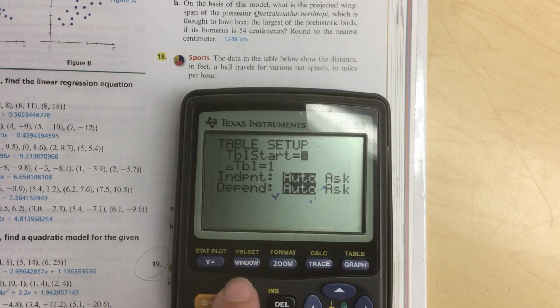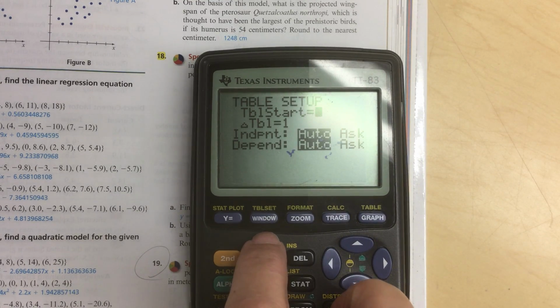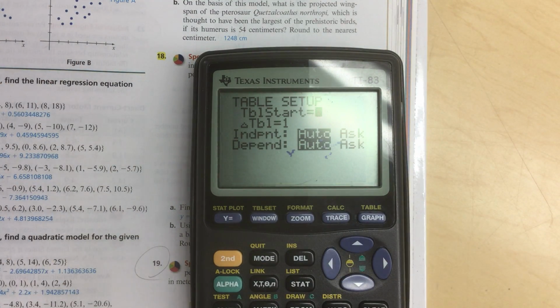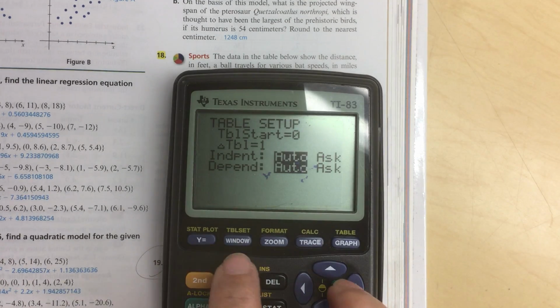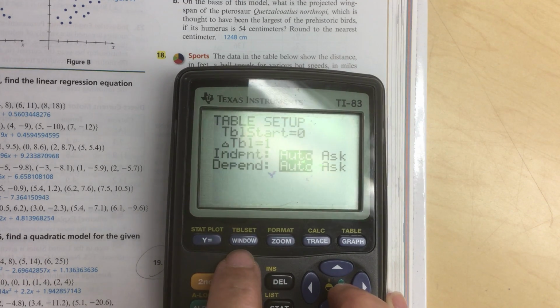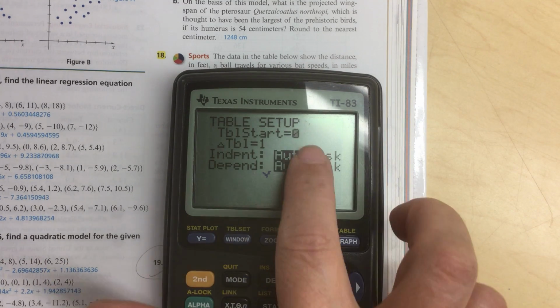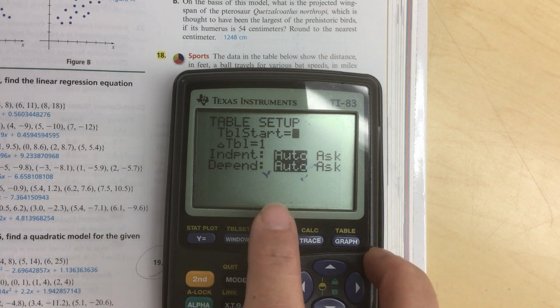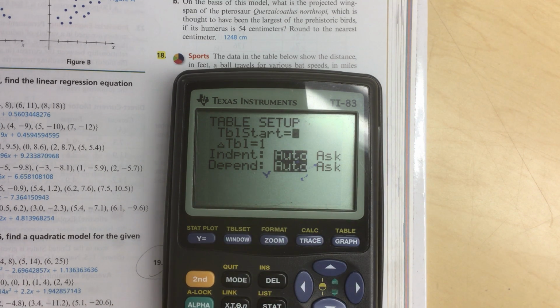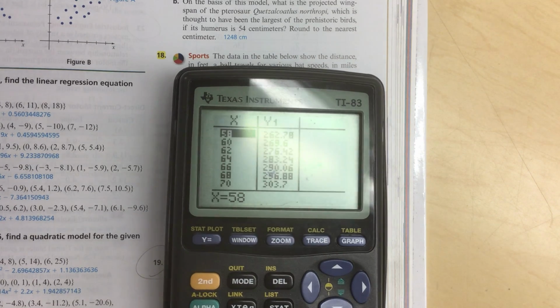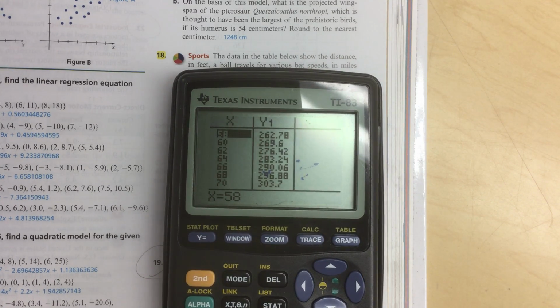Second table set is your window button. Okay? Window is what adjusts the window that you see. Second table set adjusts the table. It's the window button. Second table set. Okay? So that should take you here. We don't want to start at 0. We want to know the value for 58. So type in 58. Delta table, let's make it 2. That means the table is going to go 58, 60, 62. Second table. There's my value for 58. I didn't have to actually type it in.